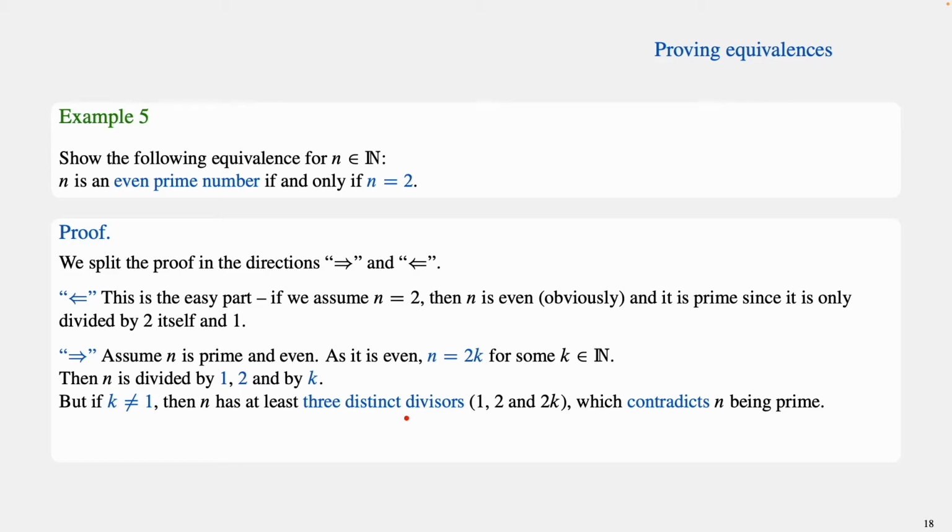Anyway, we have a contradiction to n being prime if we have anything but k equal to 1. So this means k must be 1, and therefore n is equal to 2k equal to 2, as we claimed. And this concludes this direction of the proof. Now we've shown both directions, and that means we've shown the equivalence of these two statements here. n is an even prime number is equivalent to saying n is equal to 2.